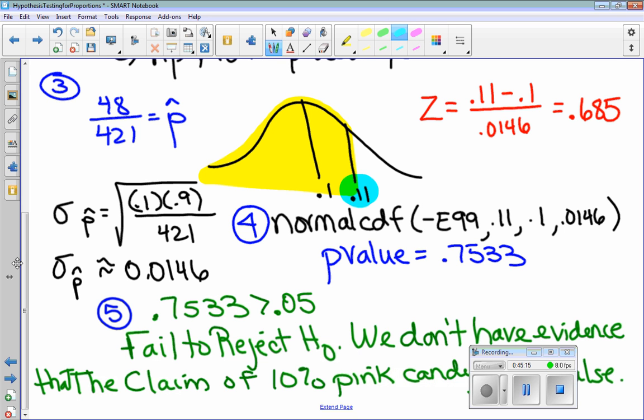Now, think back to what we did last class. Every single one of our confidence intervals did what? Every single one of them did what? They captured what? It captured 0.1, didn't it? Every single one of them. So doesn't that kind of make sense that we couldn't prove it wrong?